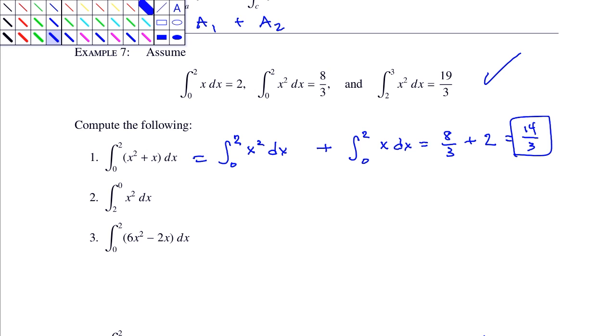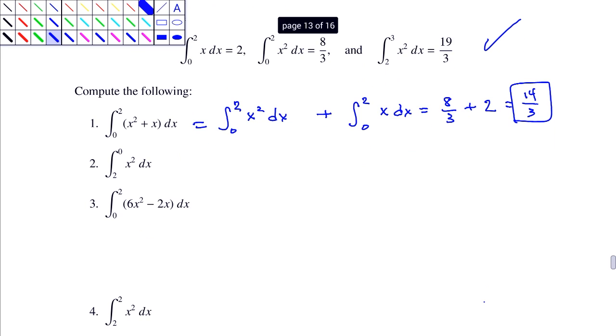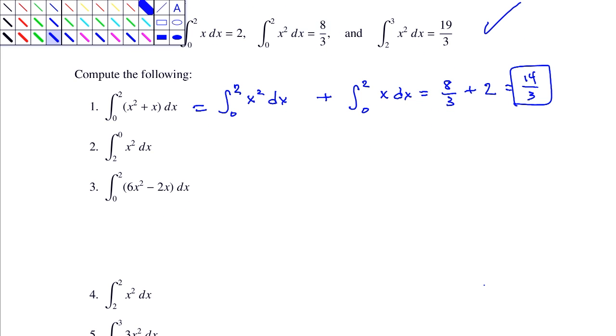All right, let's check them. So number 2, we have the integral from 2 to 0 of x squared. We don't know that one, but we know from 0 to 2. So I need to flip the limits around and go from 0 to 2 of x squared dx. Now when I do that, what do I do to the value of the integral? We negate it. So you can flip the limits as long as you negate the integral. So that would be negative 8/3.